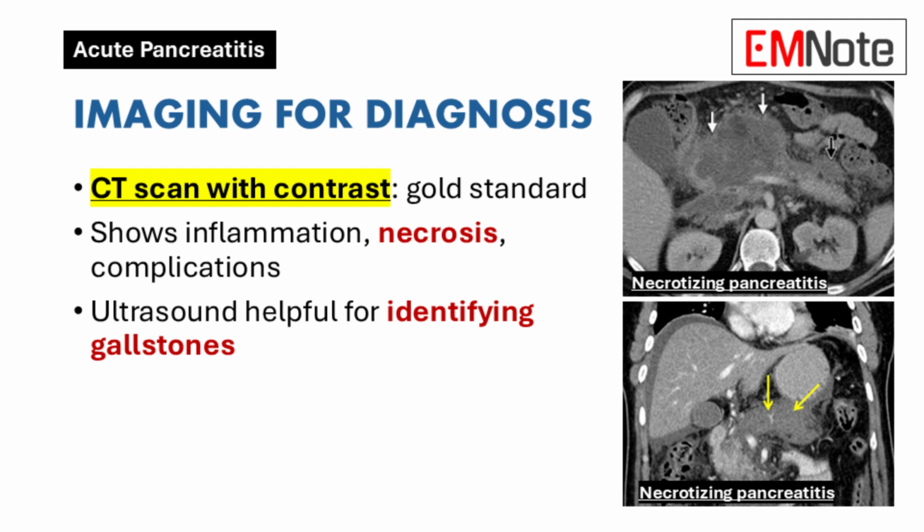Imaging studies are useful for confirming the diagnosis and assessing the severity of acute pancreatitis. Contrast-enhanced computed tomography is considered the gold standard for diagnosing acute pancreatitis, revealing inflammation, necrosis, and potential complications such as fluid collections or pseudocysts. Ultrasound imaging can also be beneficial, especially in identifying gallstones as a cause.